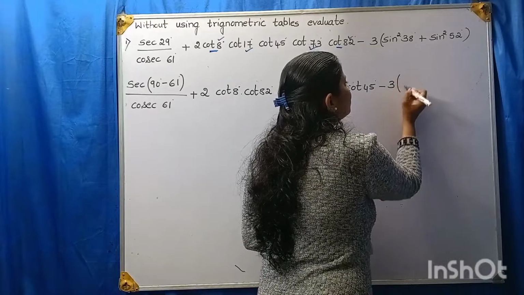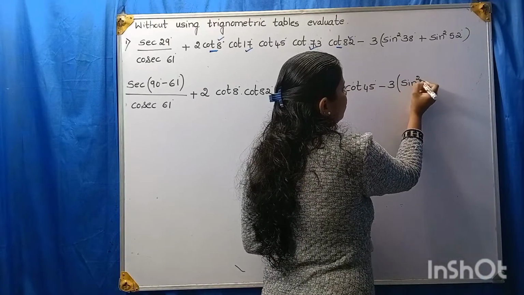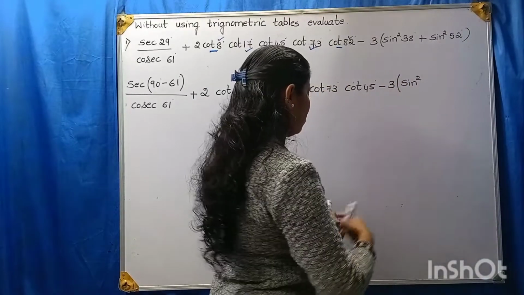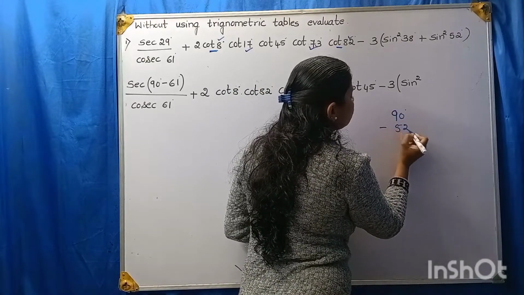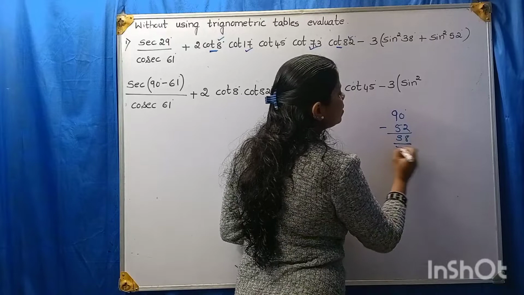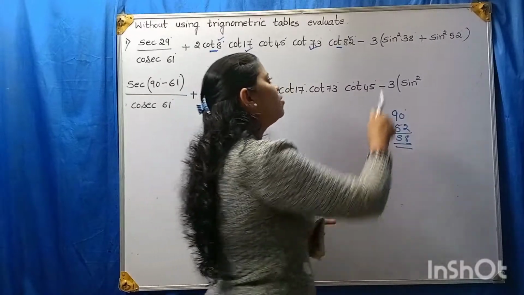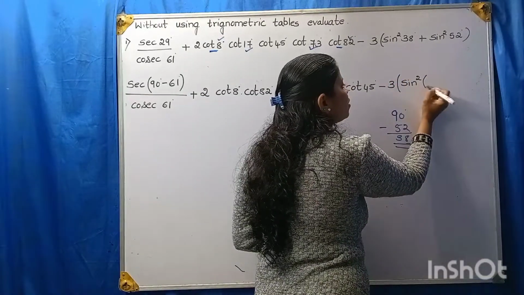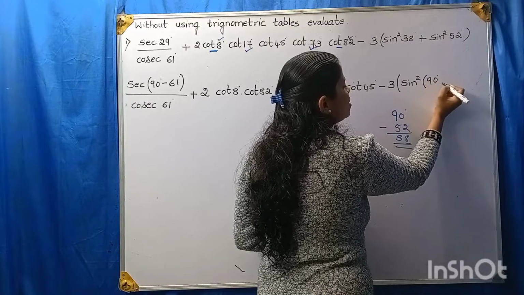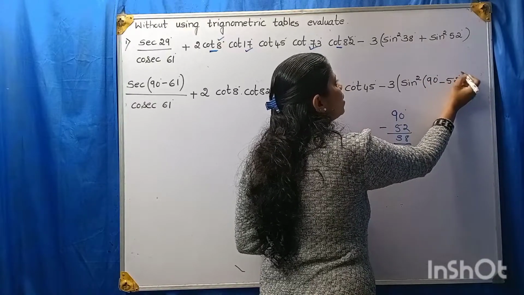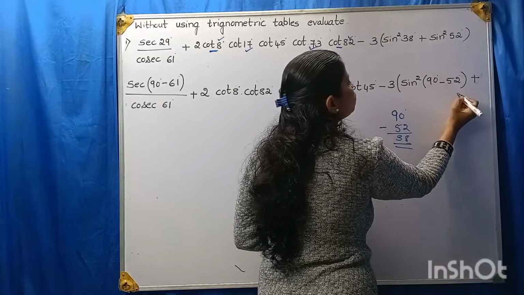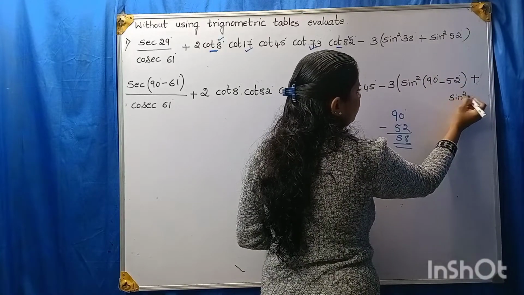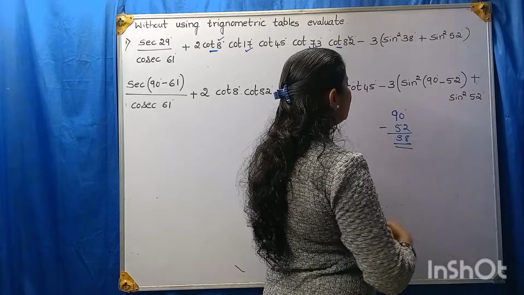Now look at this sin square. This one, 38 degree, I can write as 90 minus 52. What will we get? 38. Therefore, this 38 degree, I will replace it as sin square 90 degree minus 52 degree plus sin square 52 degree.